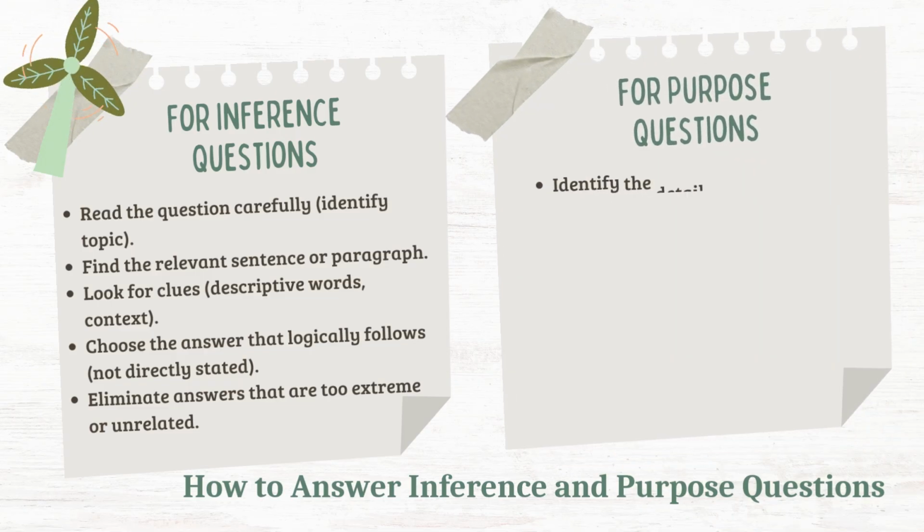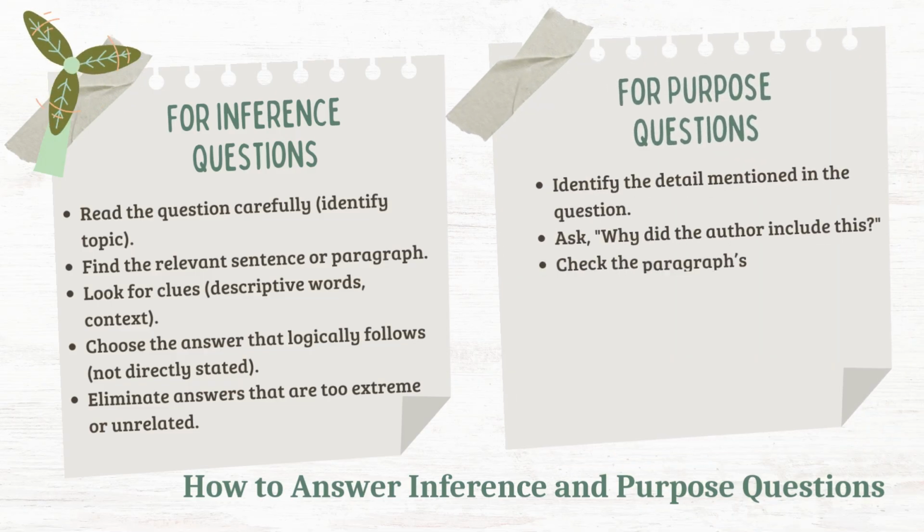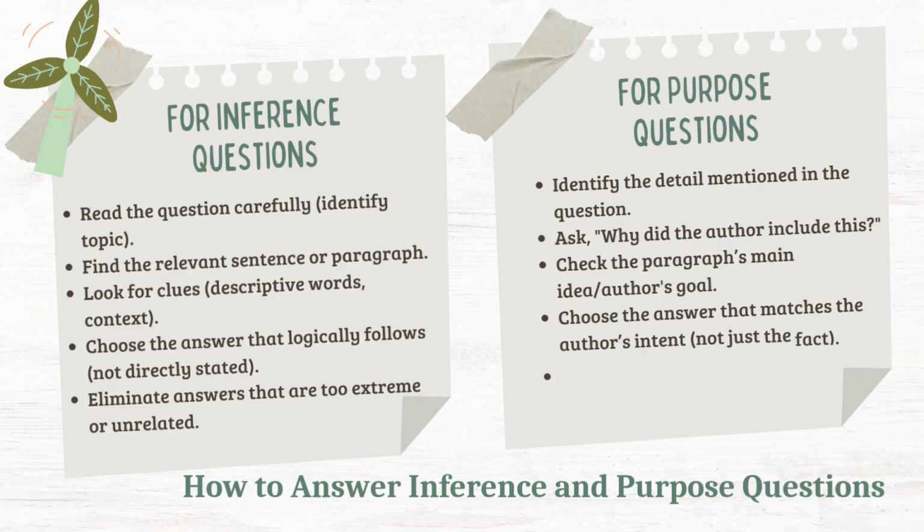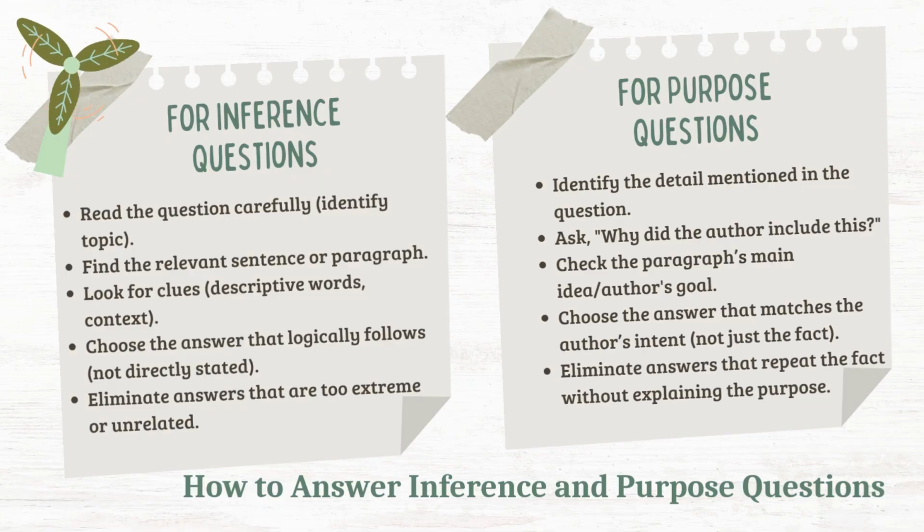Now, for purpose questions. First, identify the specific detail mentioned in the question. Go directly to that part of the passage. Then, ask yourself, why did the author include this? What was their reason for mentioning it? Next, check the paragraph's main idea or the surrounding sentences to understand the author's larger goal in that section. Finally, choose the answer that matches the author's intent, not just a simple restatement of the fact itself. And, eliminate answers that just repeat the fact without explaining the purpose.